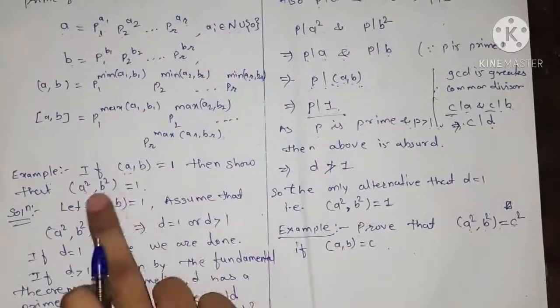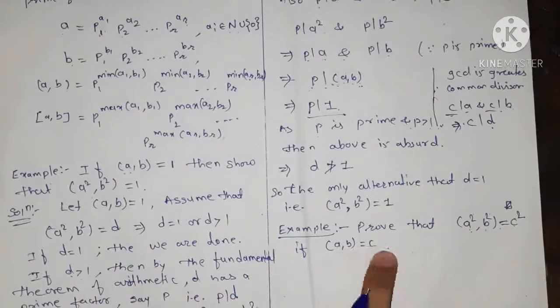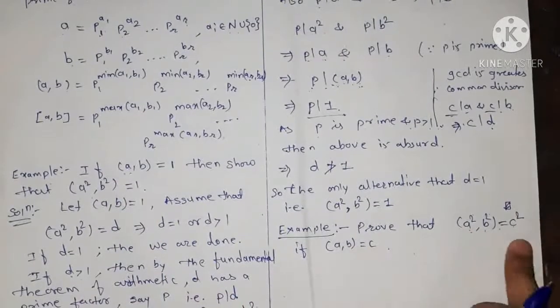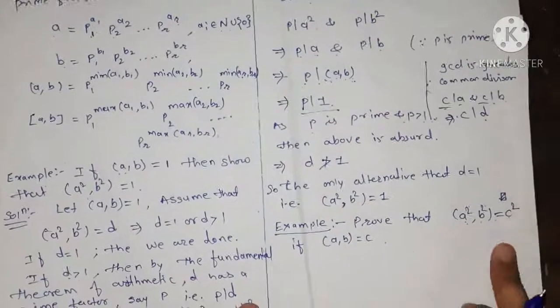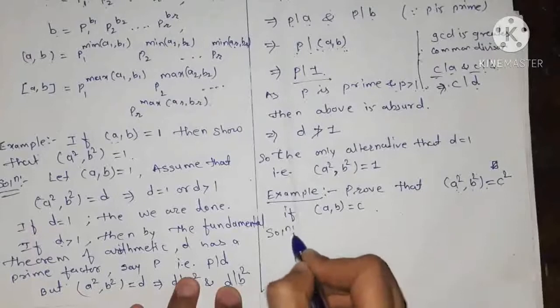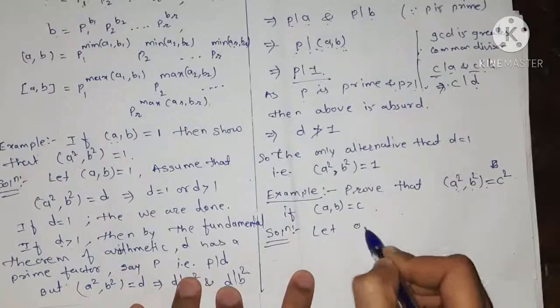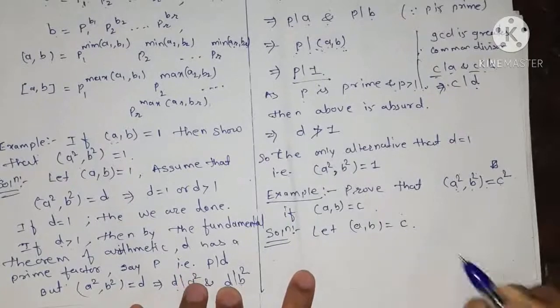Here it is 1, therefore the GCD of square numbers is also 1, and here it is C, then the GCD of square numbers is C square. So we prove this. We have the solution, and we are given that the GCD of A comma B is equal to C.